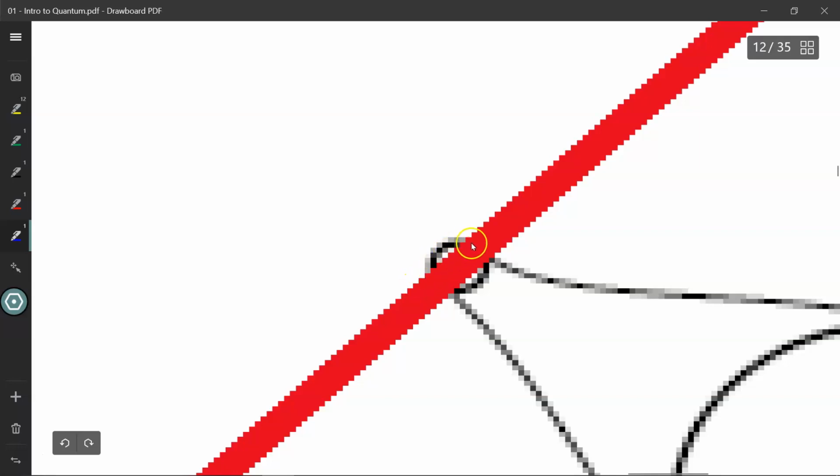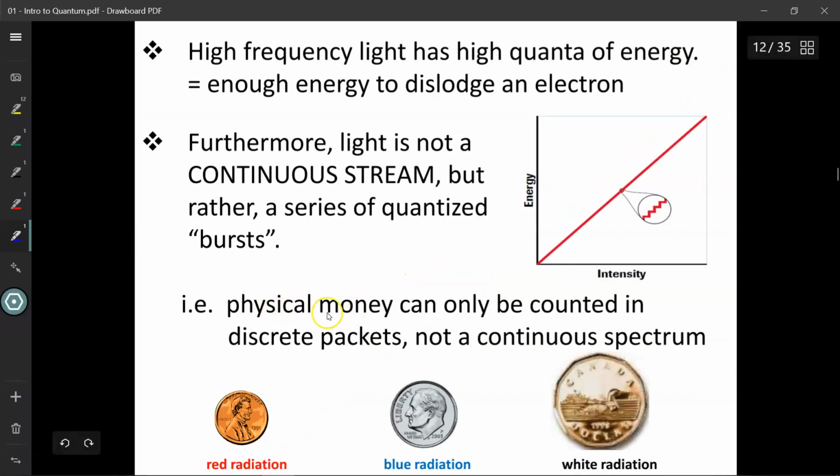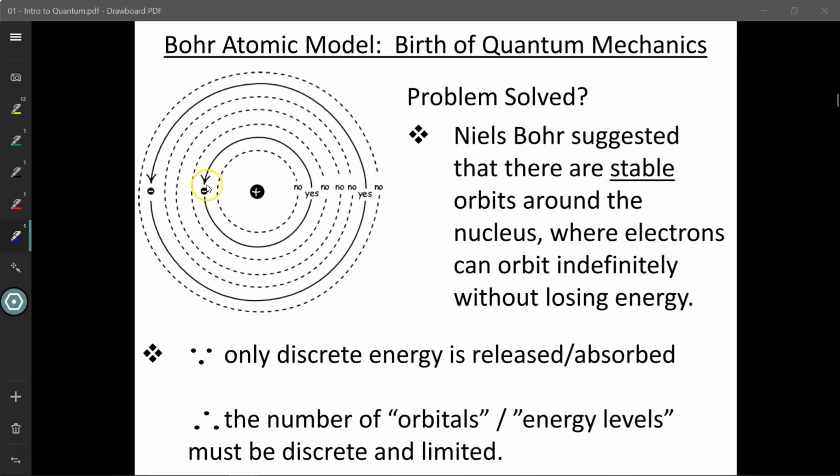So physical money is an example of something that is quantized. In Canada, we no longer have the penny, and so I must round up or round down to the nearest nickel. I can either have 5 cents or 10 cents. I can't have anything in between. I can't have 7 cents, at least not physically anymore. Similarly, electron orbitals are also quantized. You can either be at this energy level or this energy level, but you cannot be in between these energy levels.